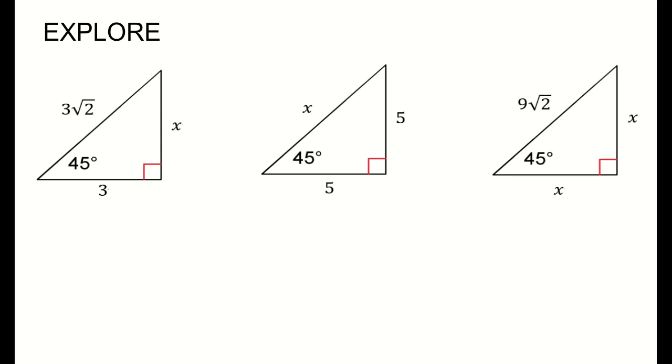Before we get to the specific way that we're going to look at the 45-45-90 triangles, I want to look at these just as right triangles. So we learned in our previous lesson that you can use the Pythagorean theorem to find the missing side of a right triangle. So if we were to apply the Pythagorean theorem to these three triangles, I want to see what we would get when we solve.